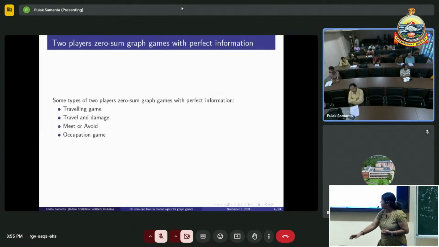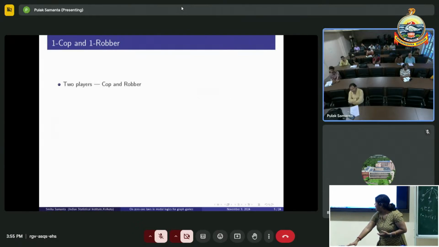I'll be mainly talking about one of these meet or avoid games, which is widely known as cop and robber. And here there are 2 players, one is cop and one is robber. And from the name, as you can see, the robber tries to avoid the cop and the cop tries to catch the robber.